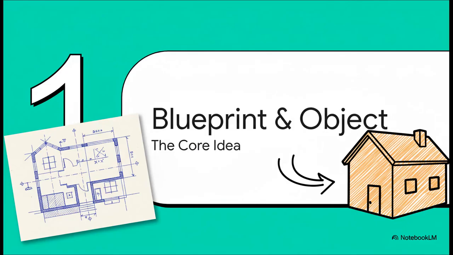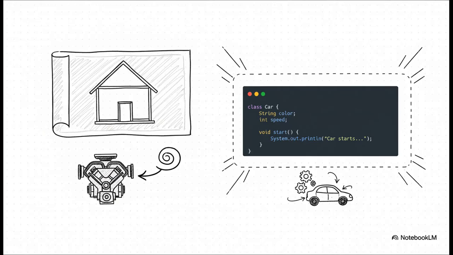Okay, first things first. Before we go anywhere else, we have to understand the absolute heart of OOP. And it really all comes down to just 2 concepts: the plan and the thing you build from that plan. Think about it. Before you build a house, you need a blueprint, right? Before you build a car, you need a design schematic. It's the exact same idea in programming. This blueprint, this template, is what we call a class.